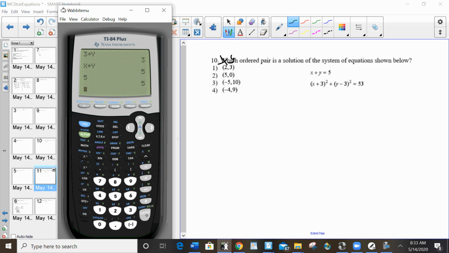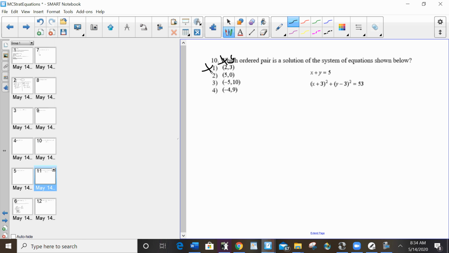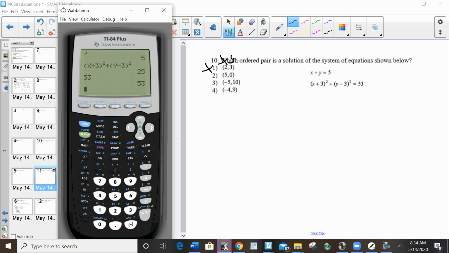So now I'm going to type in the bottom equation, x plus 3 squared plus y minus 3 squared is my left-hand side. 53 is my right-hand side. Those don't match up. Therefore, choice 1 can't be the answer. So now I'm going to go to choice 2. X is 5, so I'm going to store 5 as x. I'm going to store 0 as y.